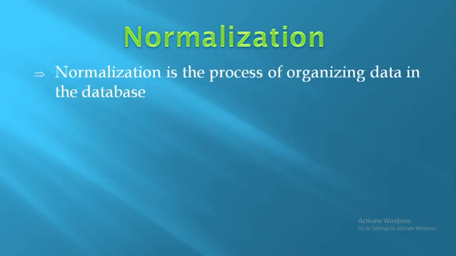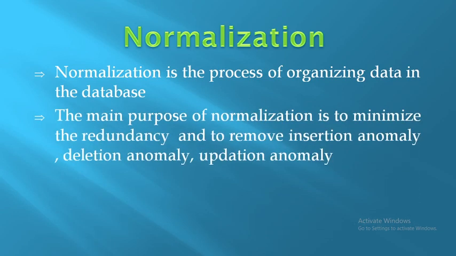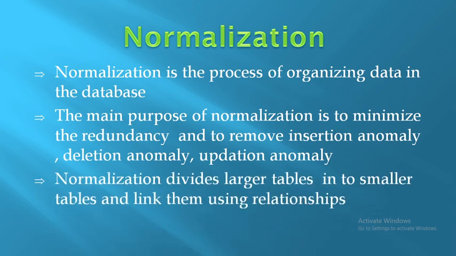Normalization. So we need normalization to reduce redundancy and to eliminate anomalies. Now we know why we need normalization. Now let us understand what is normalization. Normalization is a process of organizing data in the database. The main purpose of normalization is to minimize the data redundancy and to remove insertion anomaly, deletion anomaly, and updation anomaly. Normalization divides a larger table into smaller tables and links them using relationships.